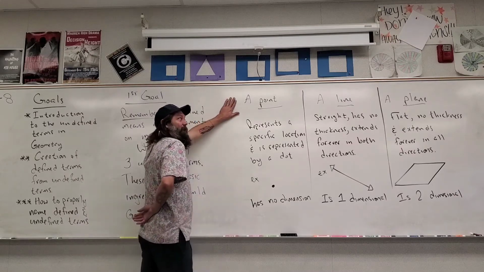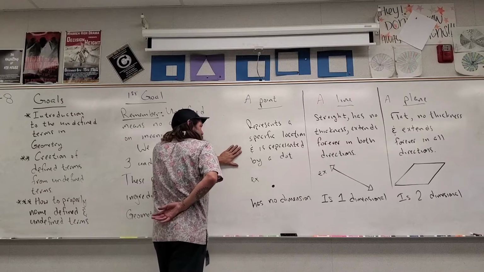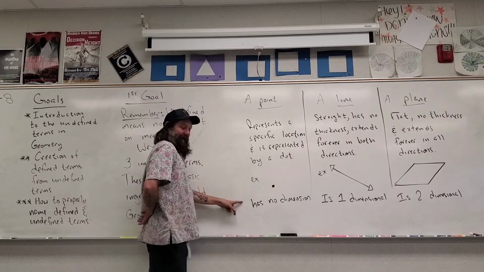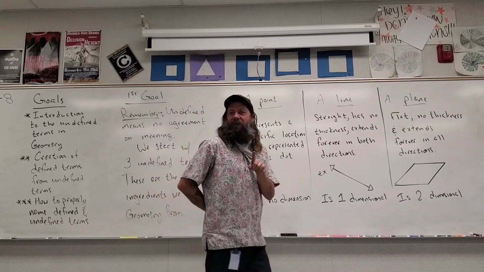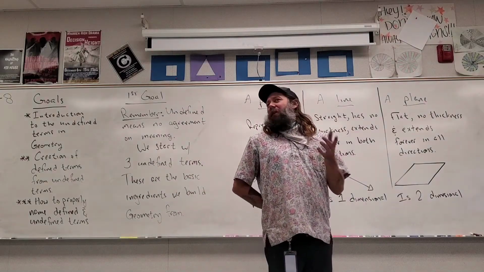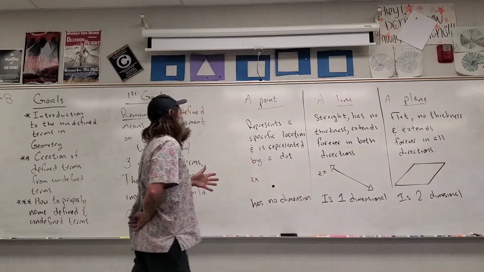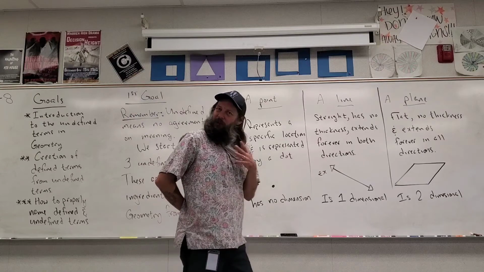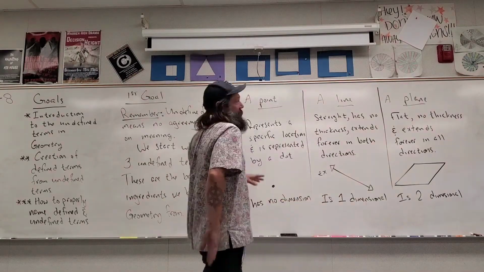A point. A point represents a specific location and is represented by a dot. And it has no dimension. This statement right here, having no dimension, that's what makes it undefined. That means that it has no size. Okay, and so if we have no size, how do you represent a specific location? And that's where the disagreement comes in and what makes a point undefined.